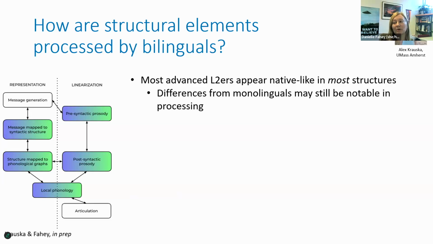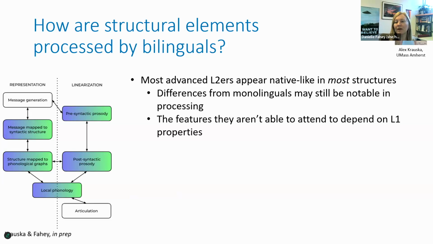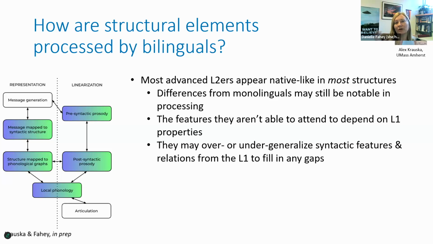particularly in implicit processing. We might see that features that they aren't able to attend to depend on their first language properties, and or they might undergeneralize syntactic features of the second language to fill in gaps in the second language using the first language.